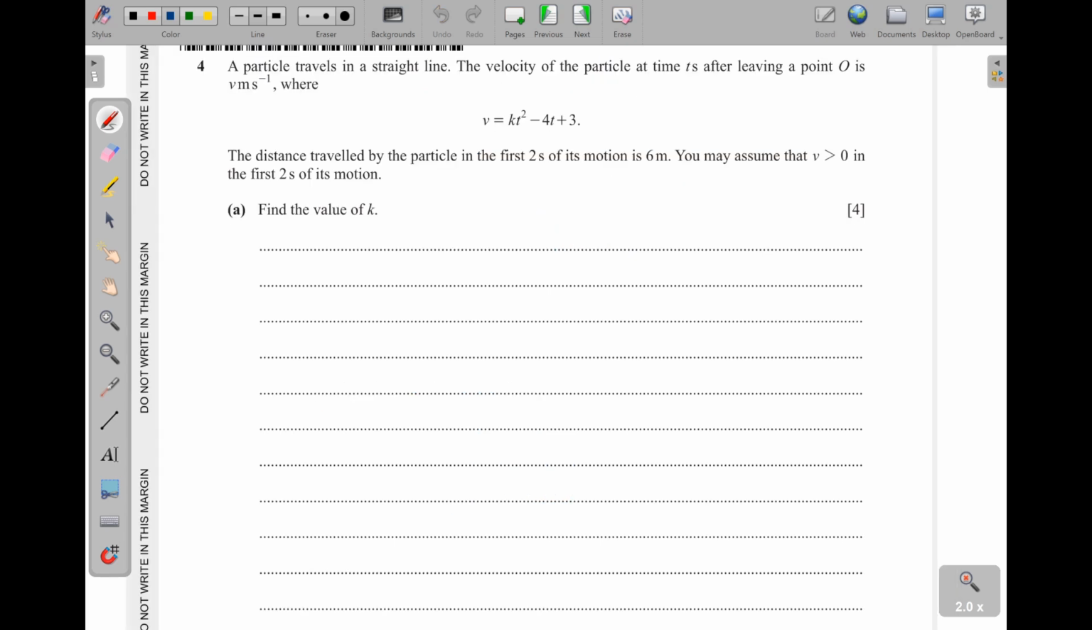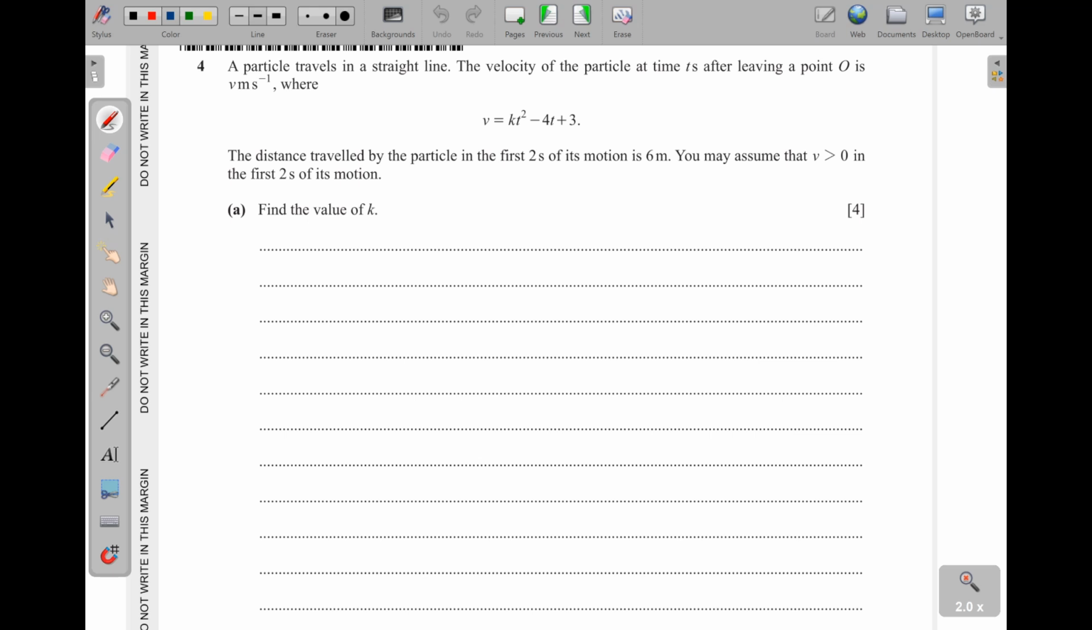Question 4. A particle travels in a straight line. The velocity of the particle at t seconds after leaving a point O is v meters per second, where v is equal to kt squared minus 4t plus 3. The distance traveled by the particle in the first 2 seconds of motion is 6 meters. You may assume that v is greater than 0 in the first 2 seconds of its motion. Find the value of k.